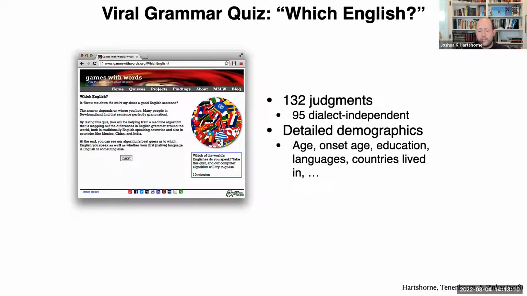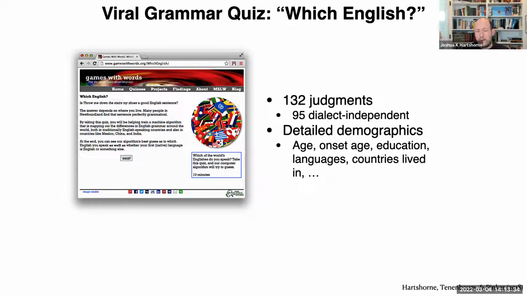95 of these are dialect independent. That means I believe we looked at 11 major English dialects, and in every one of those dialects, a majority of native speakers gave the same answer. We did have a lot of items that actually are variable across dialect. A lot of those were on purpose. I'll explain why in a moment, although some we did not know about and discovered.